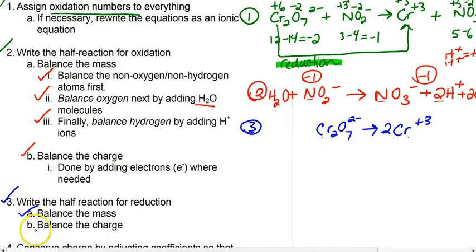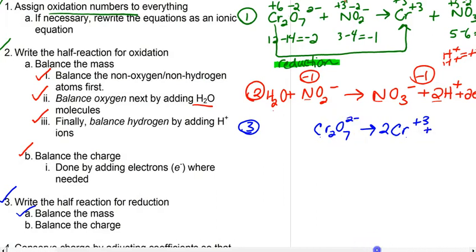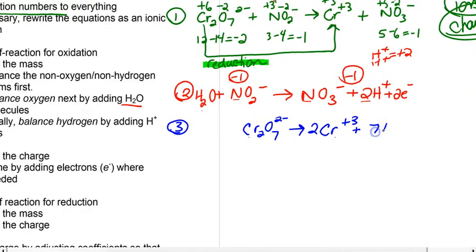Now I'm going to go ahead and make my oxygens balance. I have 7 here, so I need to add how many waters? Take a guess. 7 waters on the right. So now I have 7 oxygen here, 7 oxygen here. Next thing, because I added the water, I now have to make sure I add hydrogen ion to balance out my hydrogen. So I have 7 times 2, so that's 14 hydrogen on the right. So I'm going to add 14 hydrogen ion to the left.